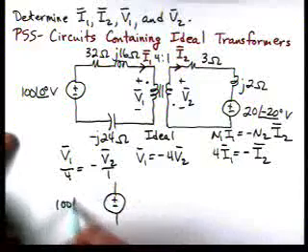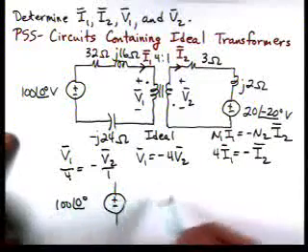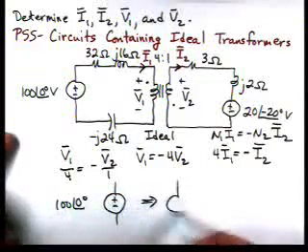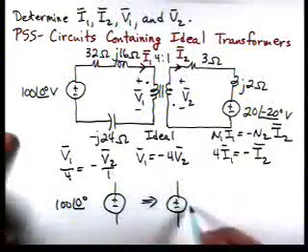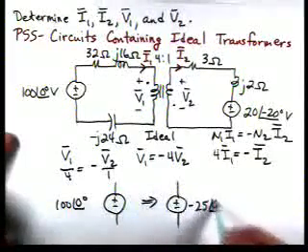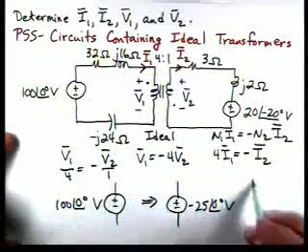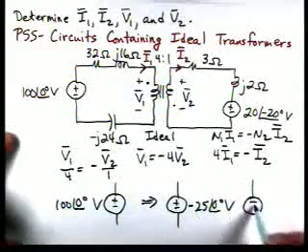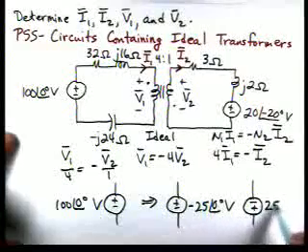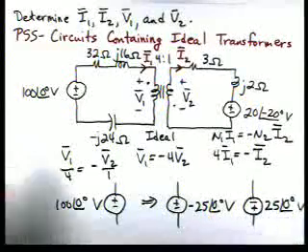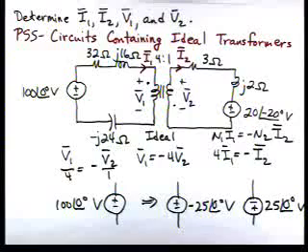Now when we go through the transformer, this minus sign, what's going to happen is we have a voltage source that's 100 at an angle of 0. When we go through that transformer, because of this minus sign, it's going to become minus 25 at an angle of 0. And I'm going to turn that voltage source upside down and write it as that. Now if you remember, we reflect the impedances by the turns ratio squared.